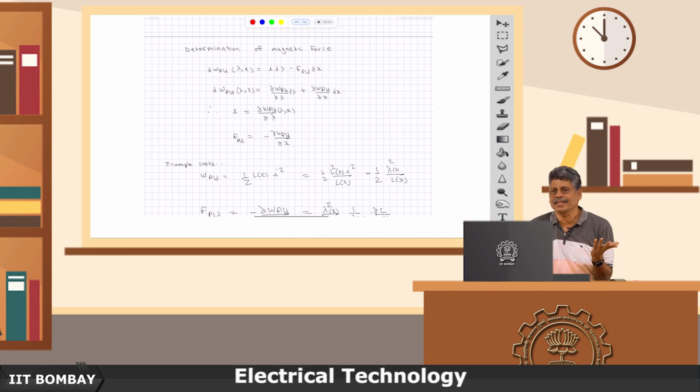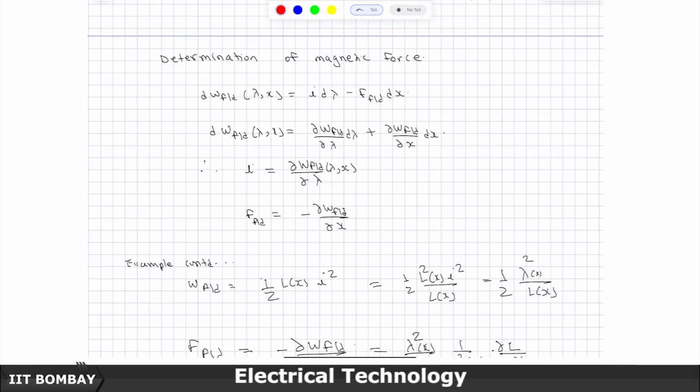If L is a constant, really speaking, it is very straightforward. You can call lambda as a state variable or I as a state variable, they are just scaled multiples of each other. But here, even though lambda is still by definition L times I, L is also a function of position, and the position is changing. So, whether I say lambda is constant or whether I say I is constant are two different things.